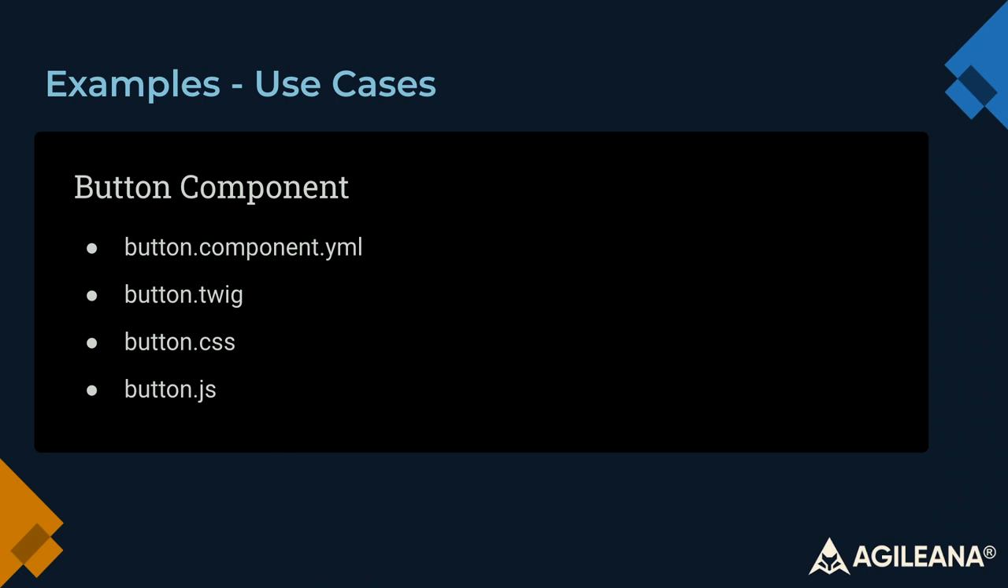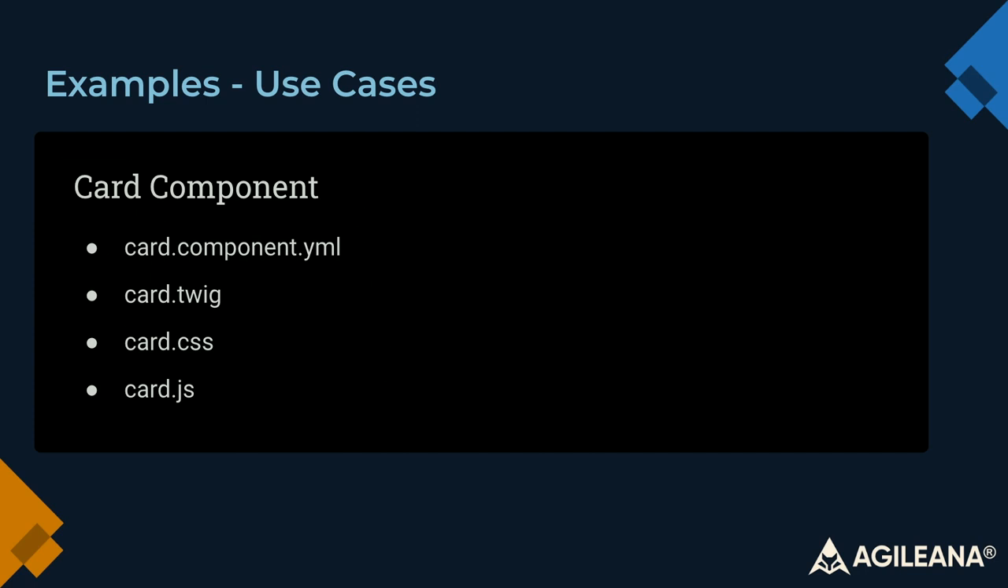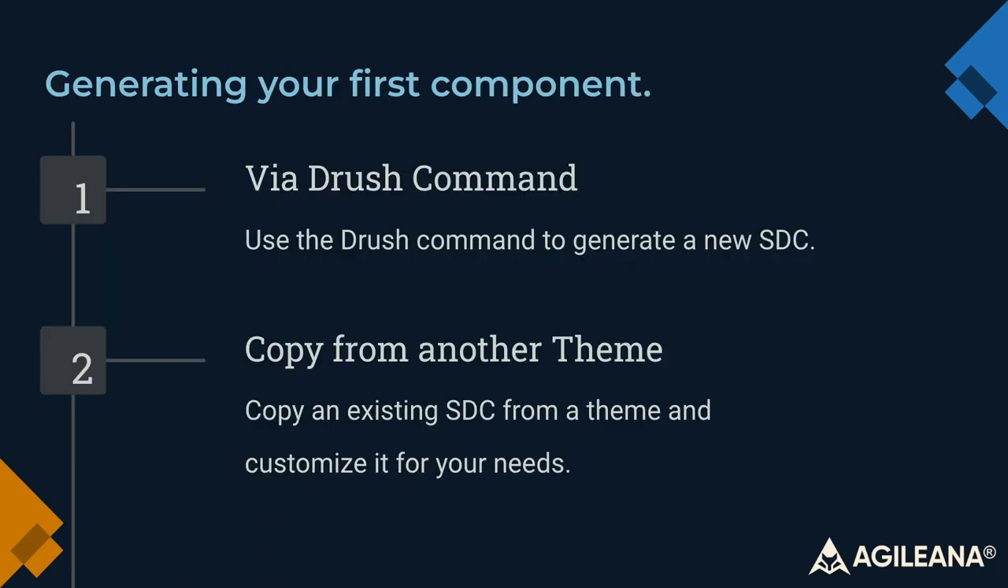In your theme for your component, you will have a component YAML file, the tweak, the CSS, and the JavaScript. The same thing will be for a car component. You will have the component YAML, tweak, the CSS, and JavaScript, and images, and other things that you need. Okay, so now we will start with the cool things.